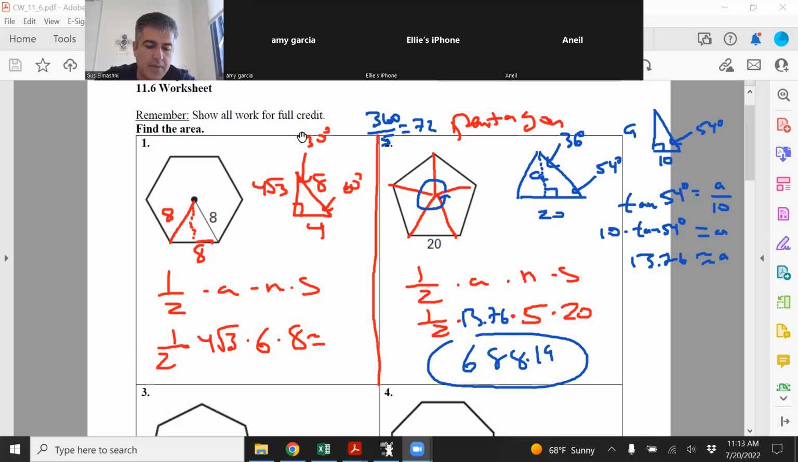And coming back to this one again, 0.5 times 4 root 3 times 48. You get 166.28.